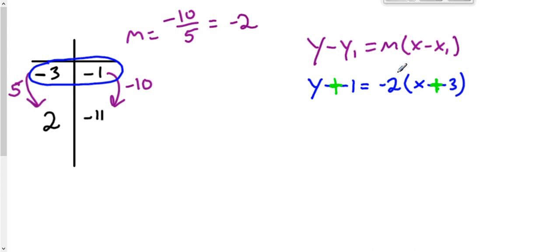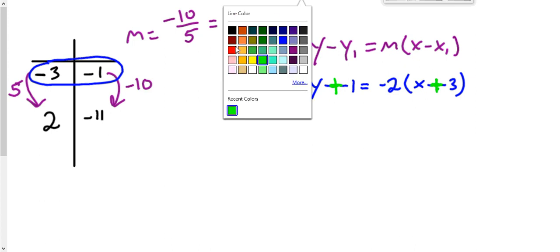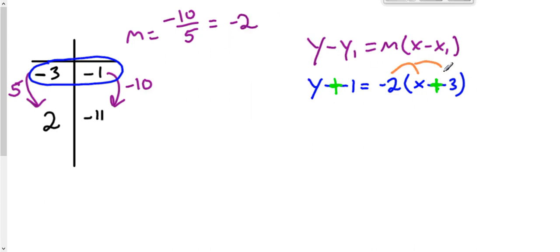So now that we have it, we have to get it into slope-intercept form. So we're going to distribute the -2. So we get y plus 1 equals -2x minus, oops, not 3, I had to multiply it, sorry. -2 times 3 gives us -6. We subtract 1 from both sides. Y equals -2x minus 7.